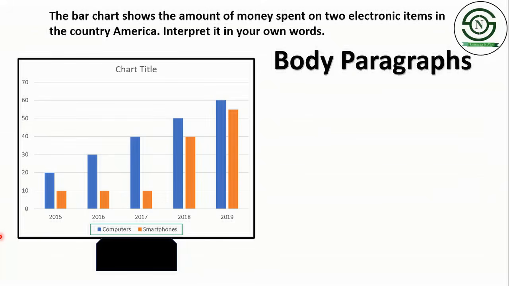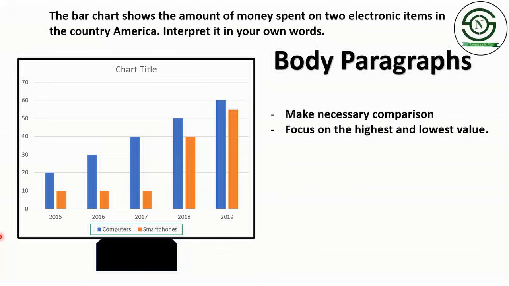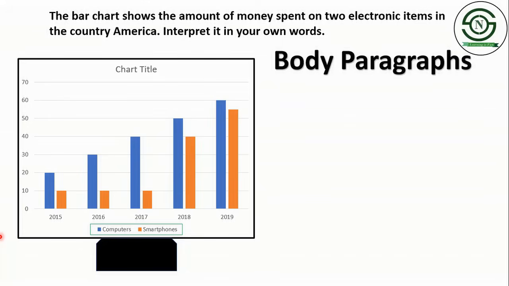After introduction, we have body paragraphs. In body paragraphs, you just make necessary comparisons. Look at the bar graph and focus on the highest and the lowest value. You can also take increase or rise and decrease and fall into consideration. It is not better to explain everything. You don't need to say in 2015, likewise in 2016, in 2017, in 2018, 2019. You don't have to explain all the details. You need to make comparisons wherever it is relevant.